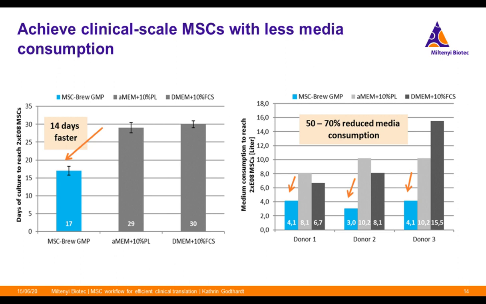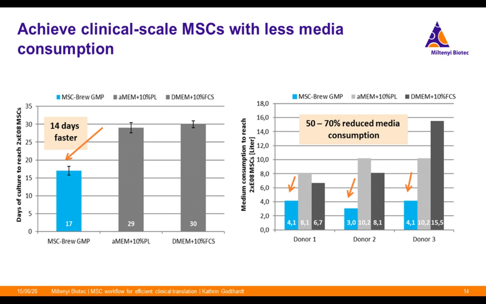So the positive effect here is that we achieve a clinical scale MSC number with less media consumption. We are just using 50 to 70% of the media which is normally used for homebrew media. And the reason for that is because we are saving about 14 days, reaching this high number of MSCs after 15 days with the MSC-Brew GMP medium.